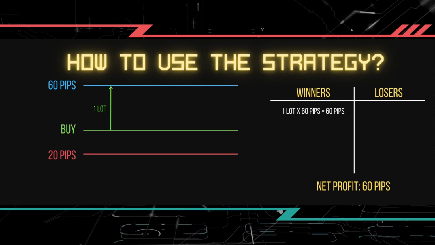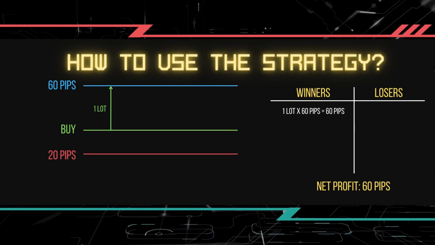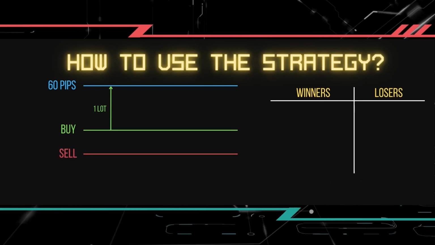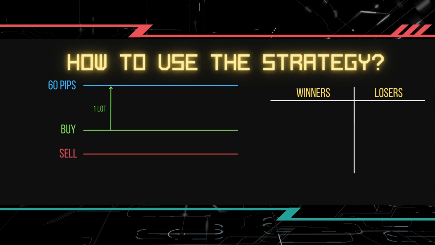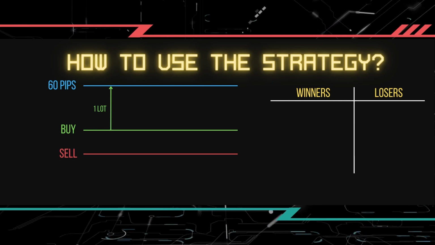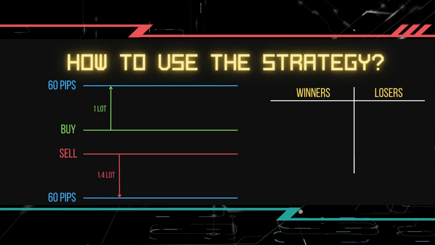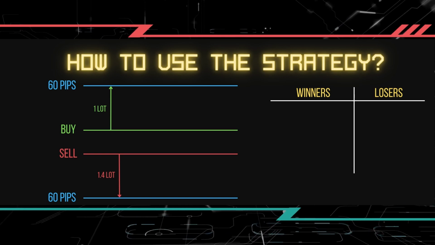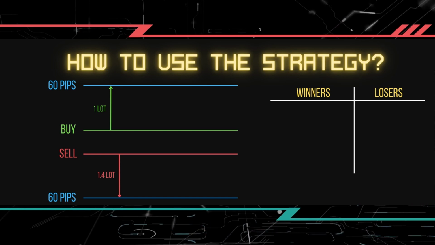If the price hit the take profit target, then we are good as we would have profited 60 pips. However, if the price were to go against us, instead of closing the trade when it touches the stop loss, we will keep the losing trade and enter a second sell trade with 1.4 lot and a take profit of 60 pips. This will provide a hedging effect on our losing trade.